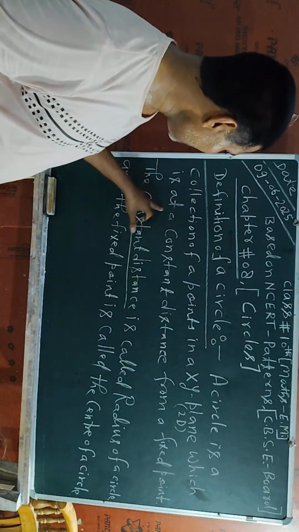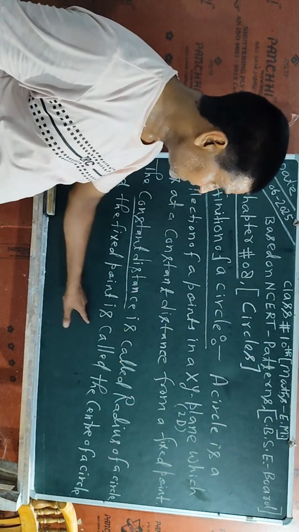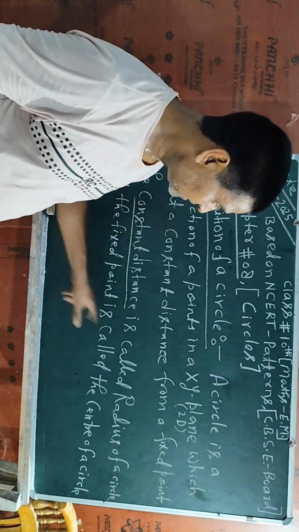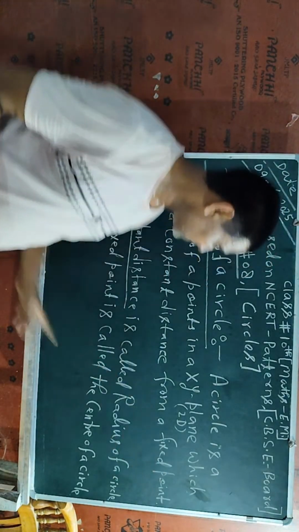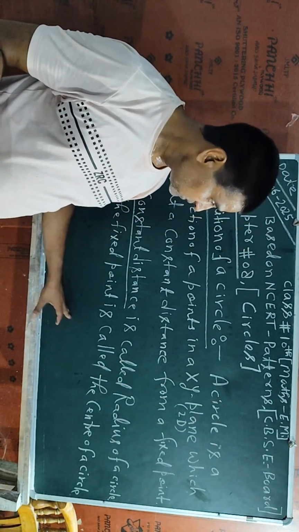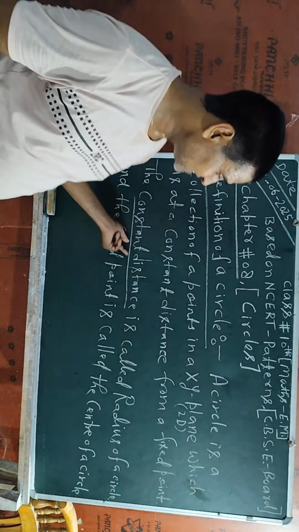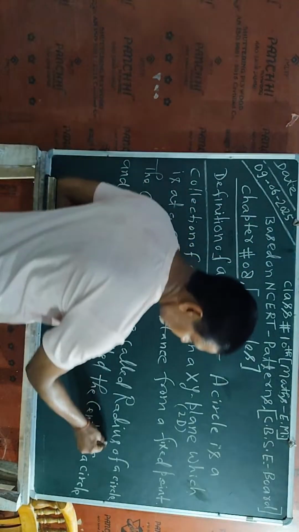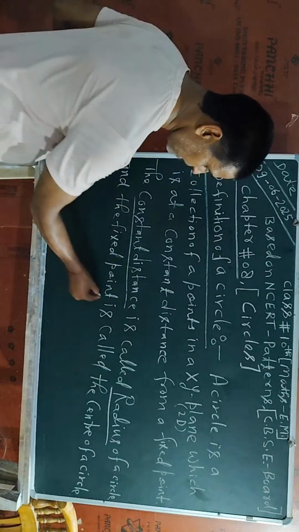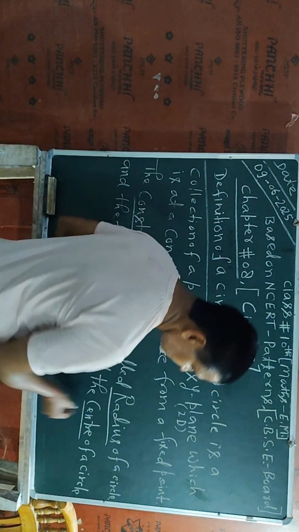Which is, I take a constant distance. Means from a constant distance I have taken all points in a plane from a fixed point. Now the point which I am going to fix here, from the fixed point. So here I am saying that the constant distance is the radius of the circle, and the fixed point, here I am writing a fixed point, that is called the center of a circle.